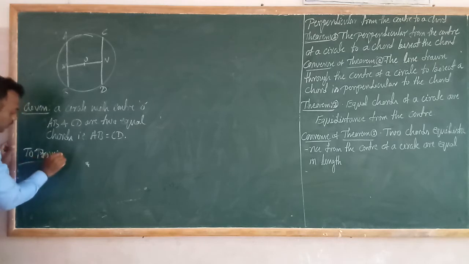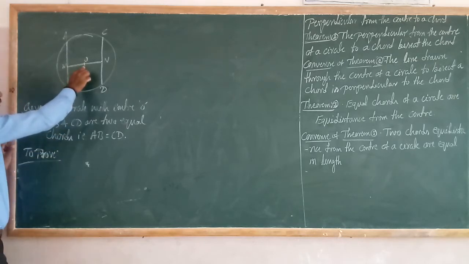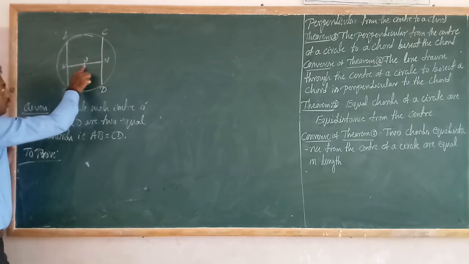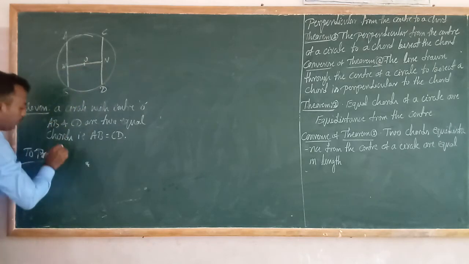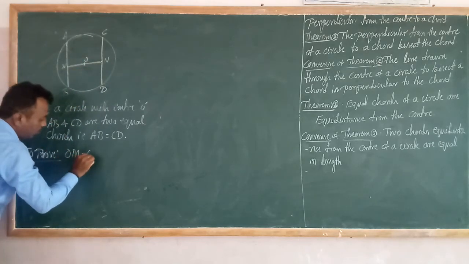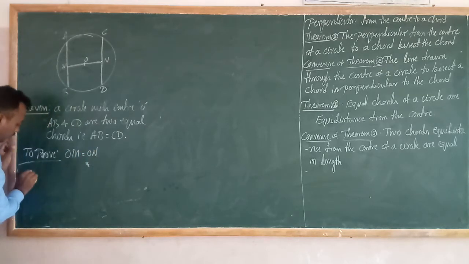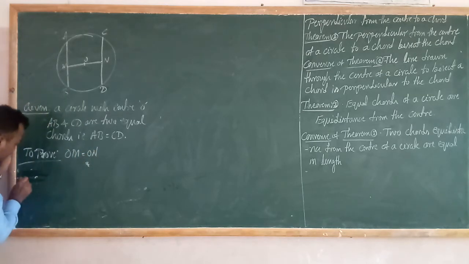What we have to prove: these two chords are equidistant from the center of the circle. That means OM and ON are equal, OM is equal to ON. Okay. Construction.